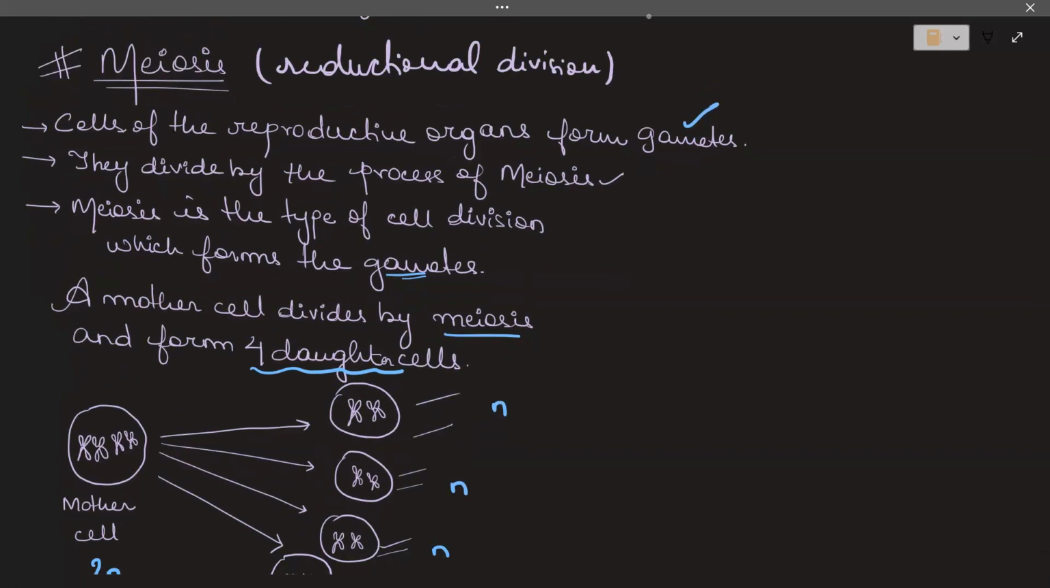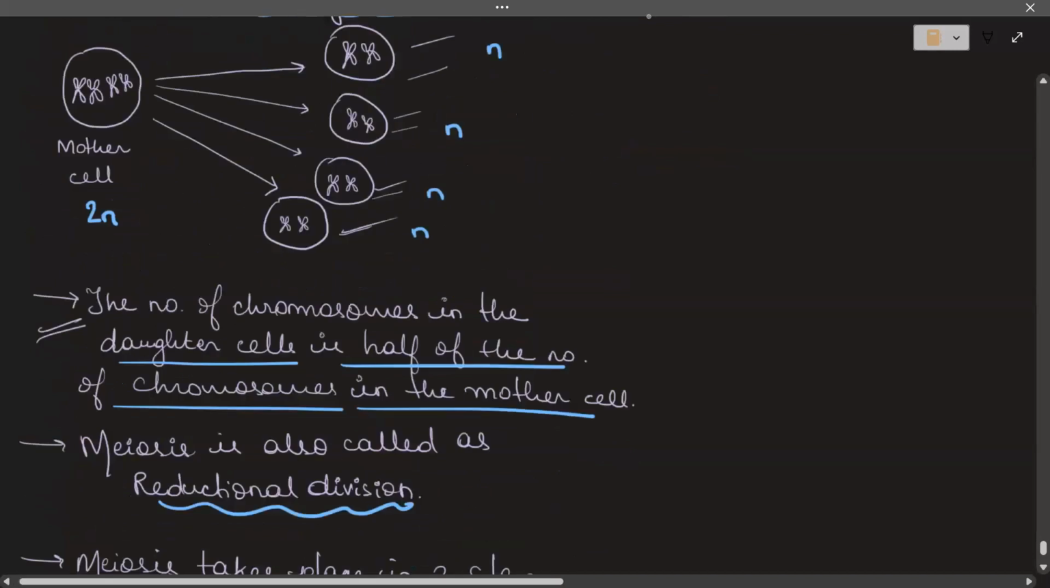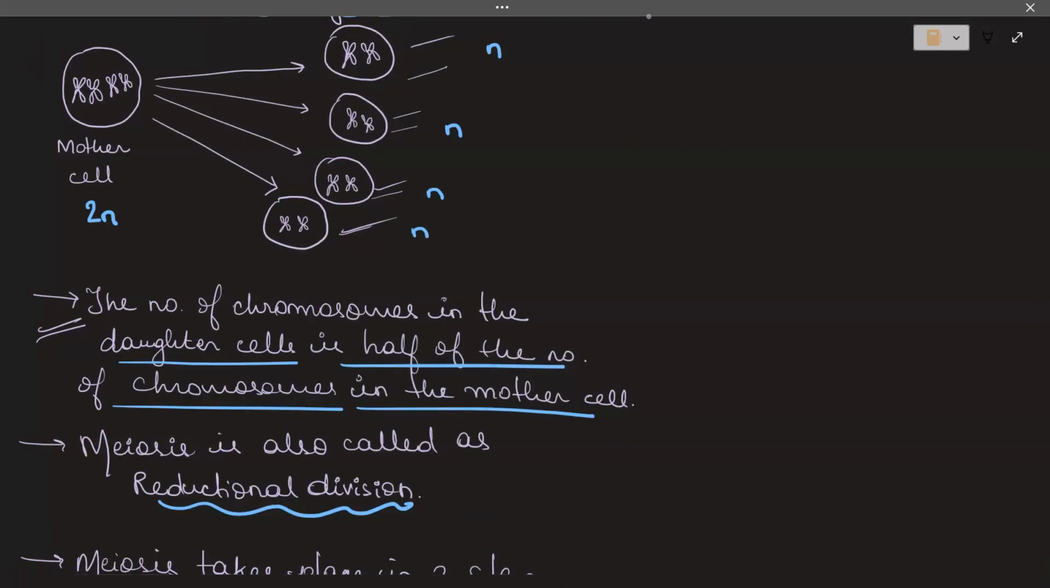Now, the cells of the reproductive organs form gametes. They divide by the process of meiosis. Meiosis is the type of cell division which forms the gametes. In this case, the parent cell or mother cell divides and makes 4 daughter cells that have half the number of chromosomes as compared to the mother cell. This is why meiosis is also known as reductional division. Clear?